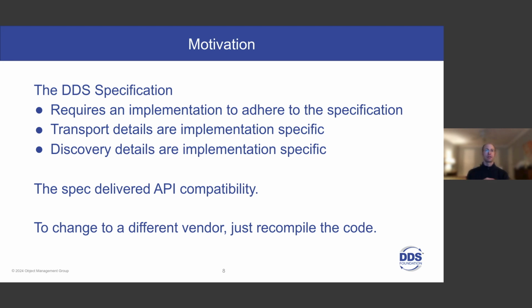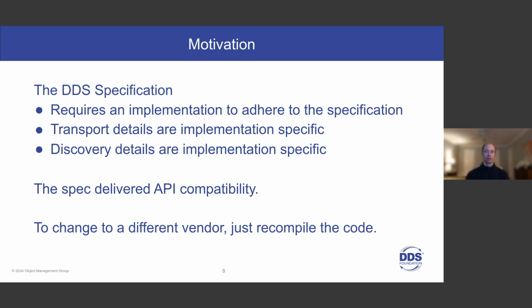So for instance, the details of how data makes it from the writer to the reader was left as an implementation detail. Similarly, the discovery process was implementation specific. So the spec delivered an API that allowed you to build applications against that API. And then if you wanted to switch vendors, you could just recompile the code. And that was good. That was useful, and that prevented vendor lock-in.